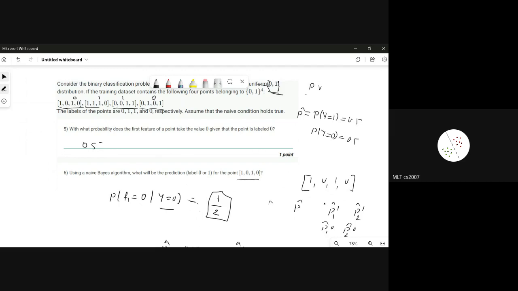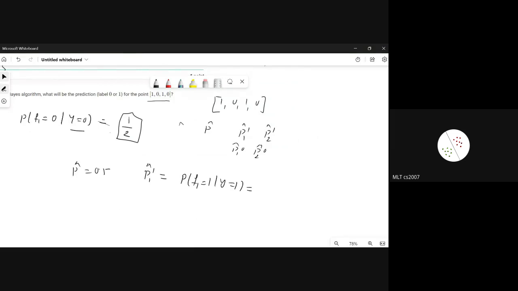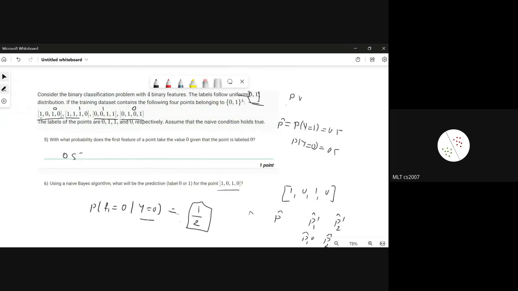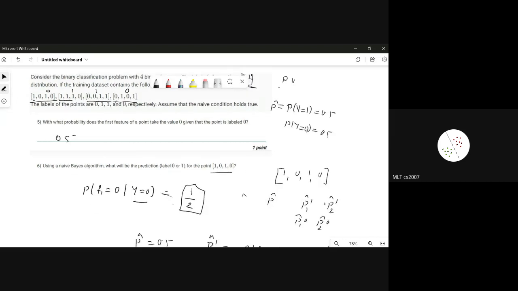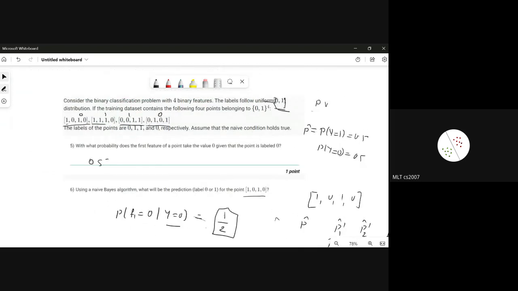So you will look at the first feature value. Here it is 1, here it is 0. So 1 by 2 will be the estimate for this. Right? 1 by 2. Similarly, what is p2 1 hat? The second feature, because there are 4 features, right? So you have to calculate for p3 1 hat, p4 1 hat, p3 0 hat, p4 0 hat, right? So what is p2 1 hat? 0.5. Yeah, this is 1, this is 0, again 0.5, right?